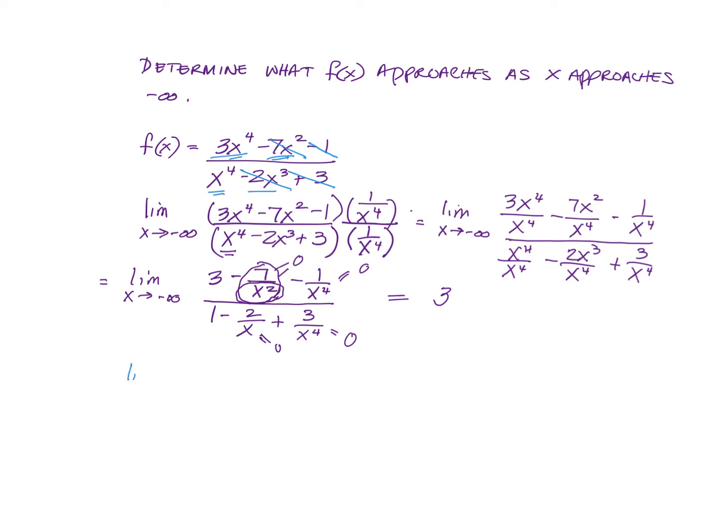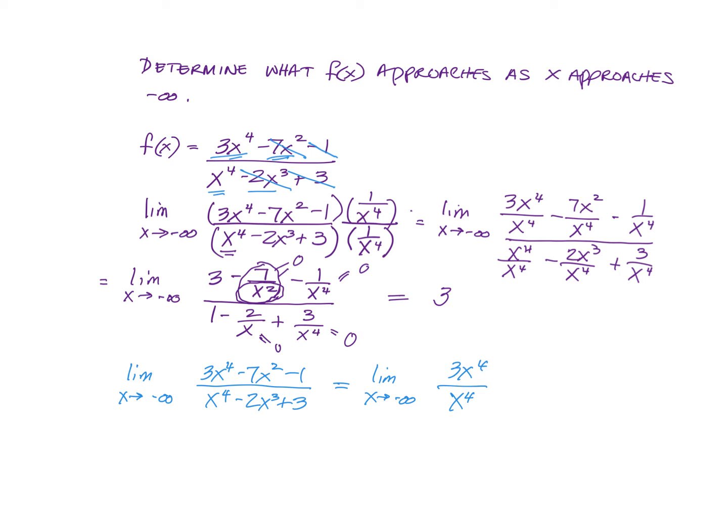So this is a pretty convenient method. We can take the limit as x approaches negative infinity of 3x to the fourth minus 7x squared minus 1 all over x to the fourth minus 2x cubed plus 3. And for very, very large values of x, this is basically the same as the limit as x approaches negative infinity of 3x to the fourth over x to the fourth, right? Those other terms really just go away when we're talking about very large numbers. They are not important, or they're negligible. They make a negligible difference in the numerator and the denominator.